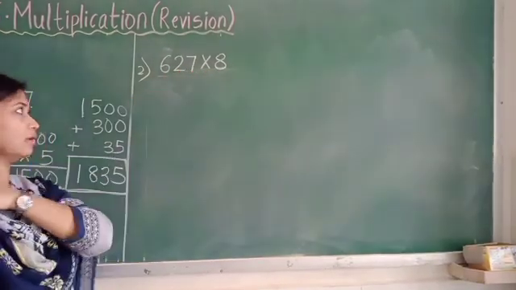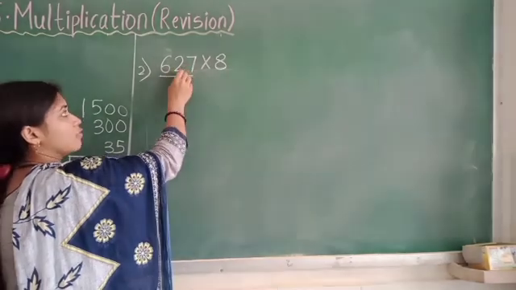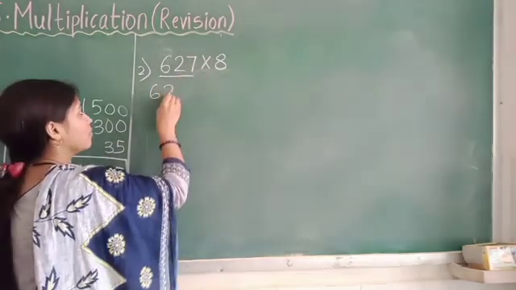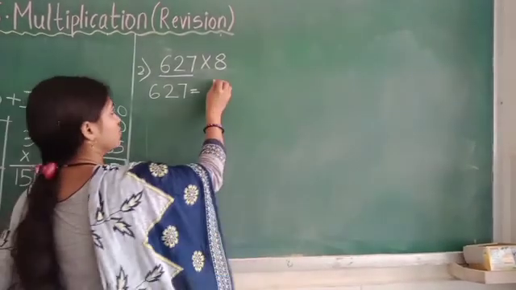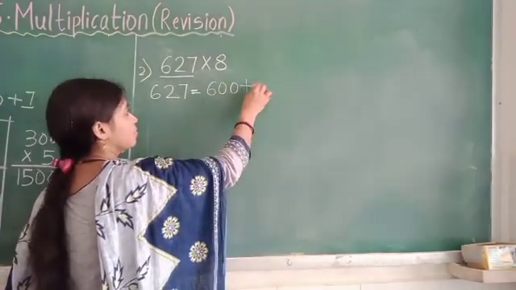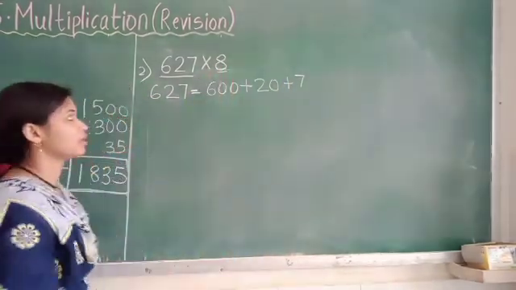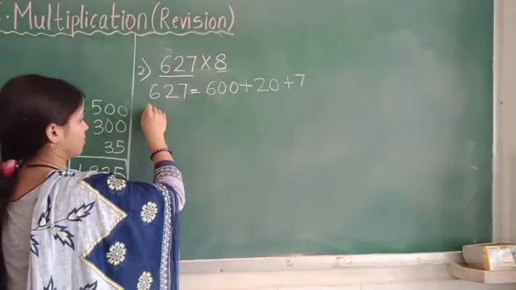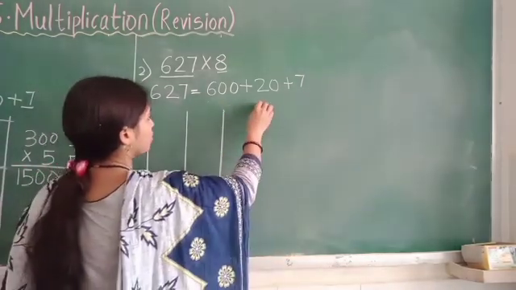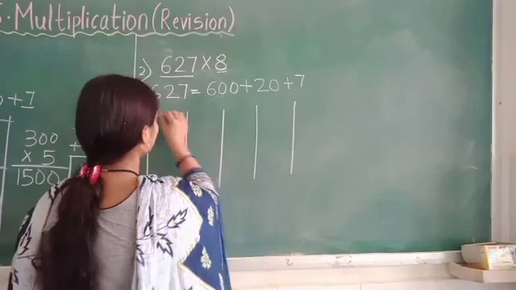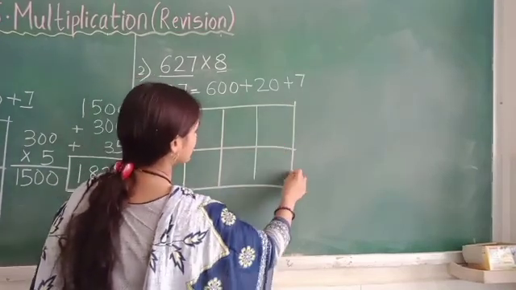627 multiplied by 8. What we will do? First we will write 627 in expanded form. How we write 627 in expanded form? 600 plus 20 plus 7, and 8 is already a single digit number, so we will not expand the number. Now we will draw the table. In this manner we will draw the table.